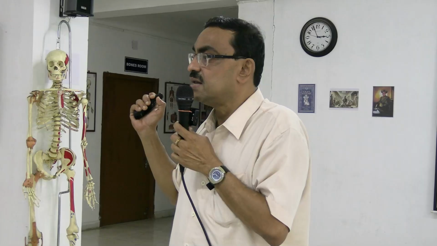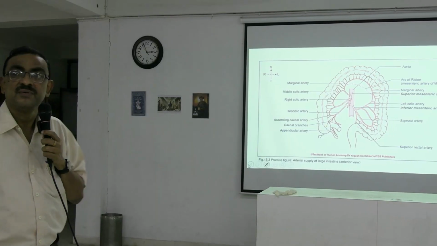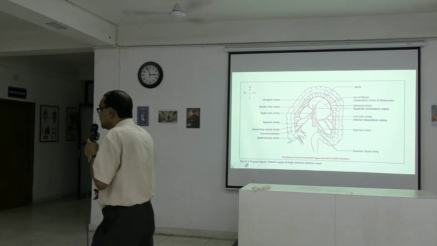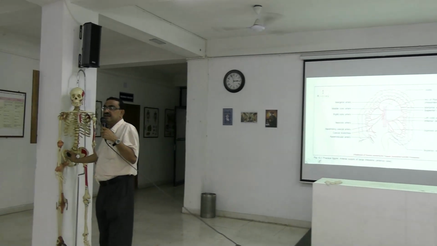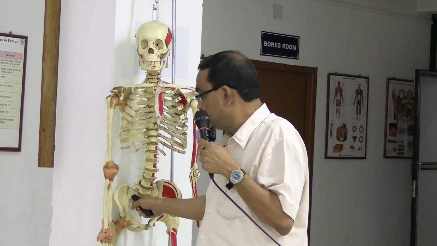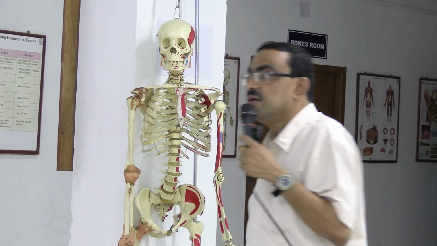So we will restrict ourselves only to this cecum and the appendix. Now what is the situation of the cecum? The cecum is situated over the right iliac fossa. There is a junction between the terminal ileum and the cecum, which is called the ileocecal junction. What is the situation of the ileocecal junction?